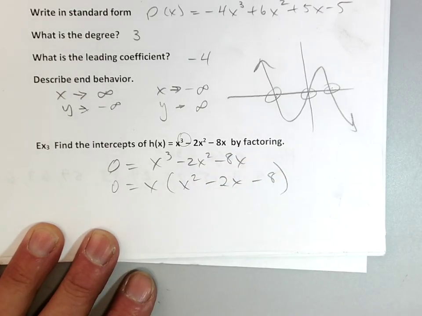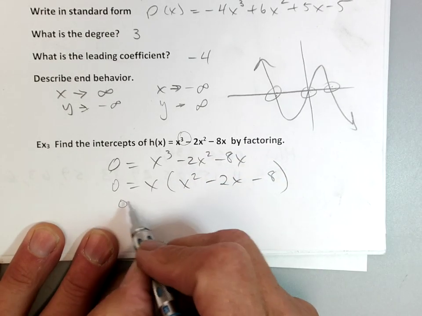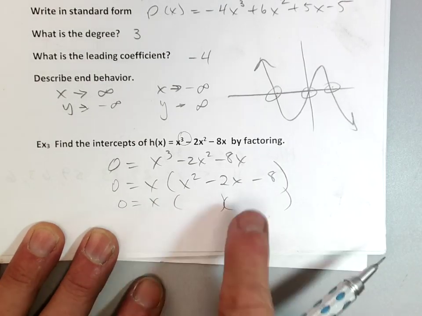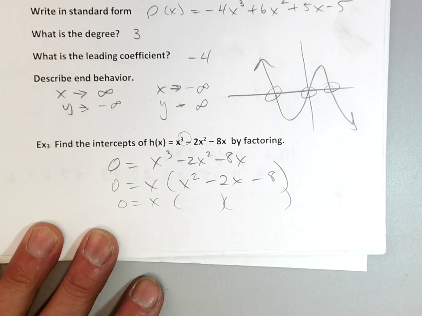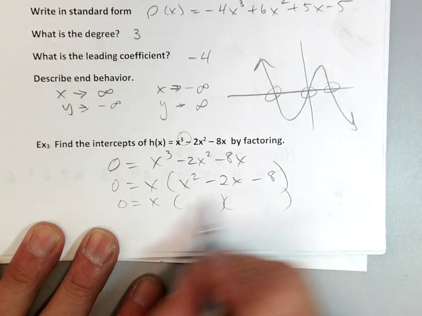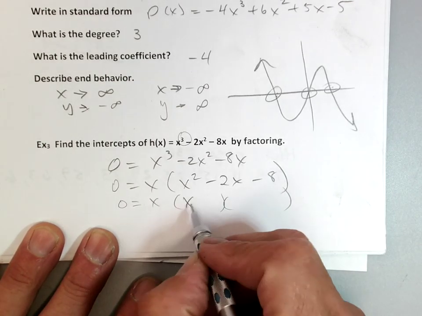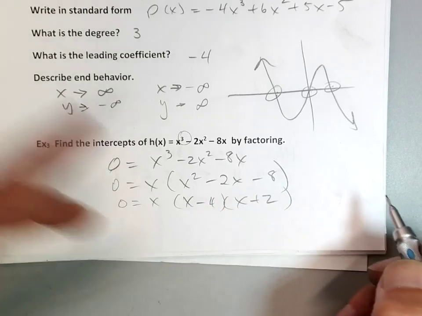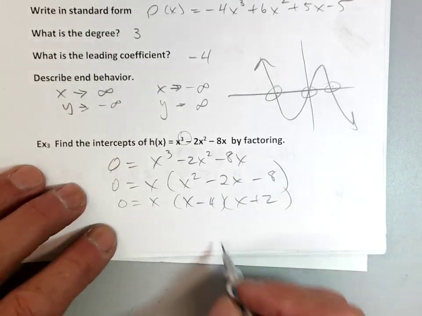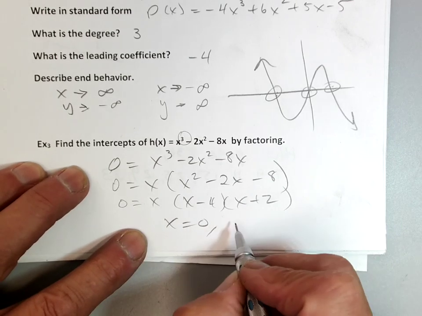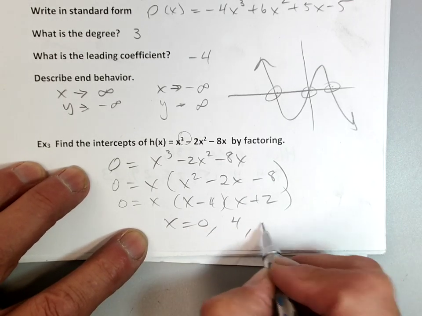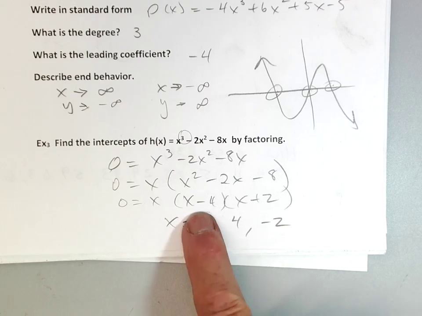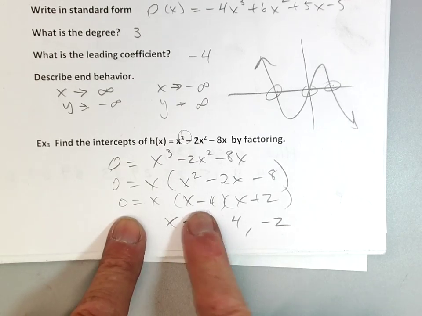Good? And then mini equations. Let's factor this one again. x minus 4, plus 2. Now mini equations. x equals 0, x equals 4, and x equals negative 2, right? Because you're going to solve the mini equations. Set that equal to 0, right? Plus 4, set that equal to 0, minus 4.